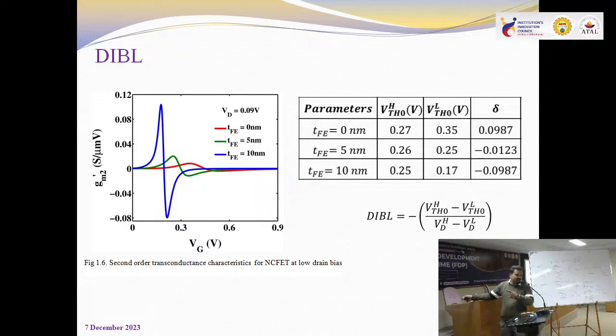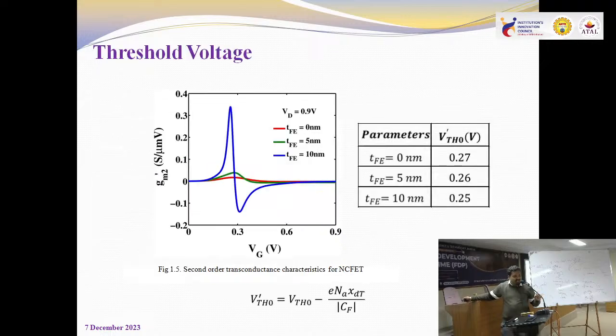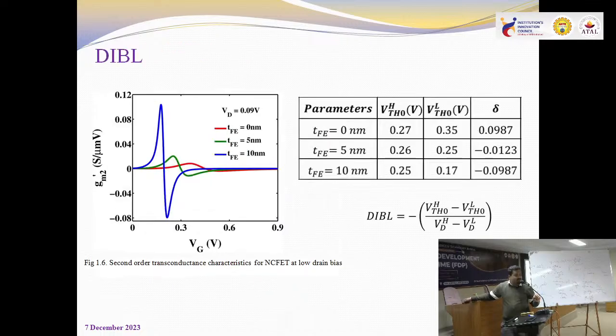I have used this graph to calculate threshold voltage at low drain bias. Just see, the drain bias here is 0.09, and here the drain bias was 0.9. So I have used this graph to calculate the value of threshold. And I got my DIBL factor as 0.0987 for MOSFET, and these are the values for the NCFET, for TFE equals to 5 nanometer and TFE equals to 10 nanometer.